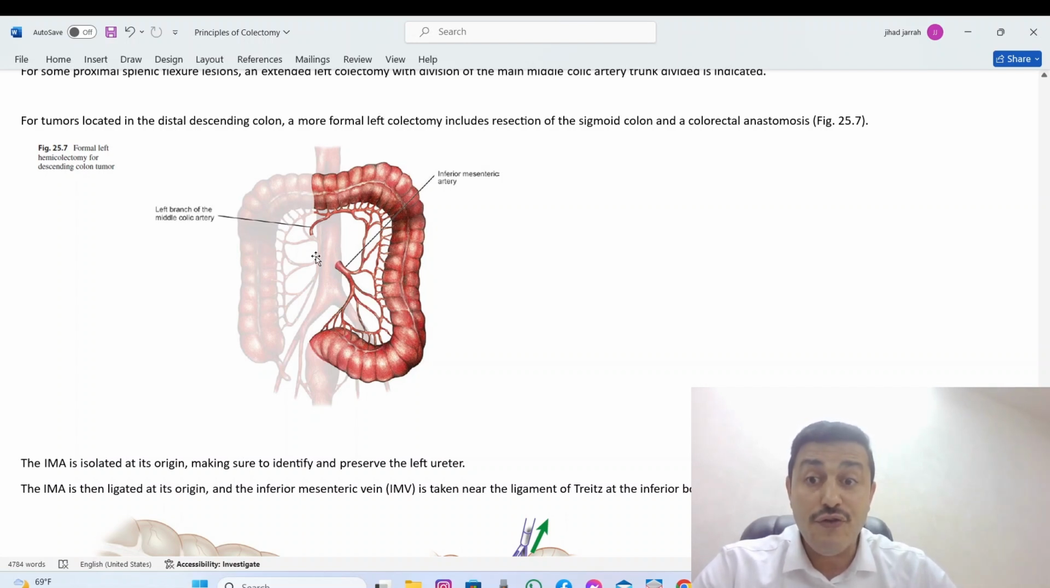As you see in this picture, formal left hemicolectomy, I remove the inferior mesenteric artery from its origin, and so no sigmoid will be left. I will remove the sigmoidal arches, and so a colorectal anastomosis will be performed. So this is formal left hemicolectomy for mid and distal descending. We remove the inferior mesenteric artery from its origin and the left branch of the middle colic.